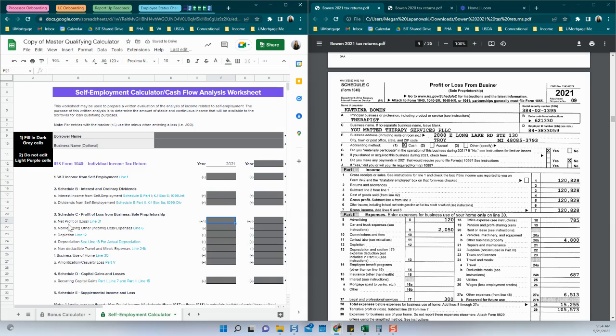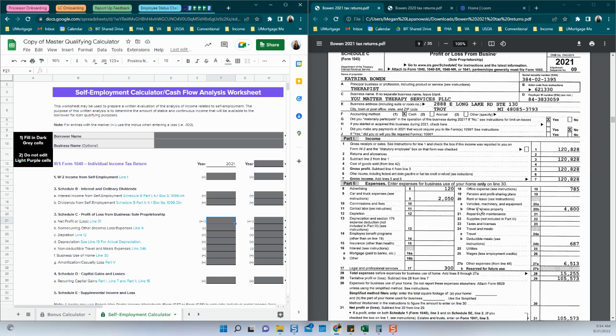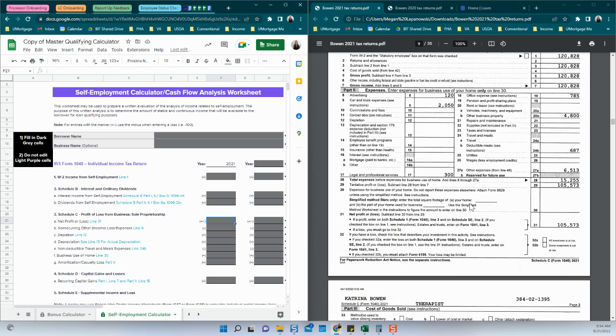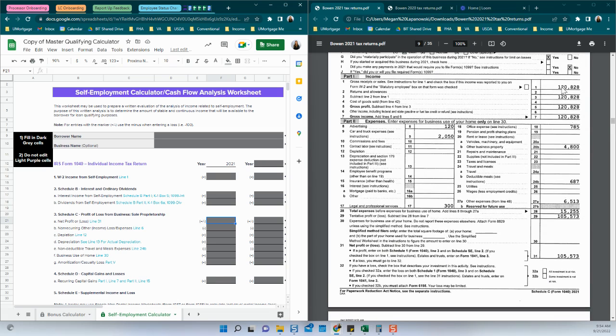And the first thing we want to look at is the net profit or loss. This is where if there's going to be a mistake made in this calculation, it's probably going to be here. Because we do not want to put this line 1 here. We're not giving them credit for gross receipt or sales. We want to look after deductions have been made to our net profit or loss. So we go from 120,000 to 105. So that is what we're going to put here, 105,573.